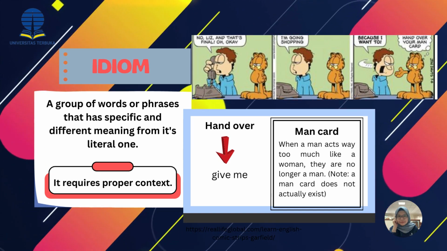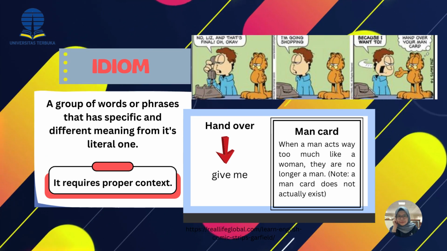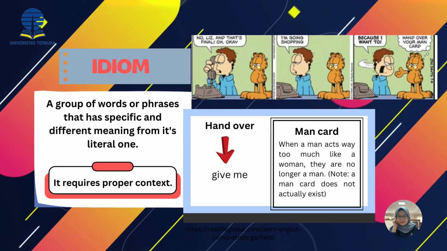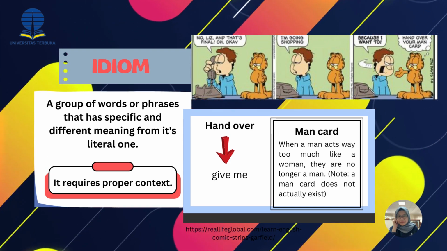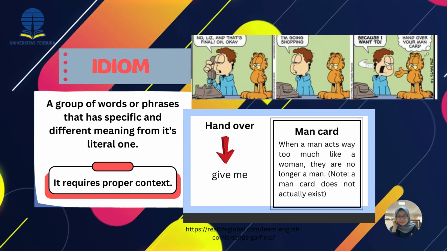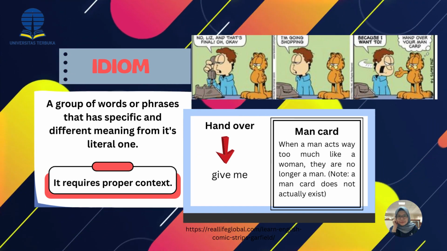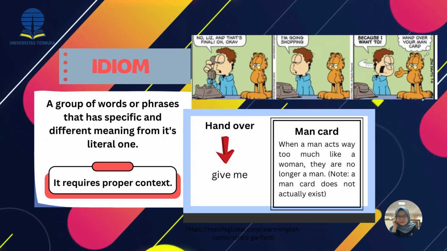The example of idiom is taken from Garfield comic. Garfield said, "Hand over your man card to John after he yells because I want to." Ellie said that man card refers to a card owned by a person who is regarded as a man. If that person acts like a woman behavior, the man card should be handed over since he is no longer a man.